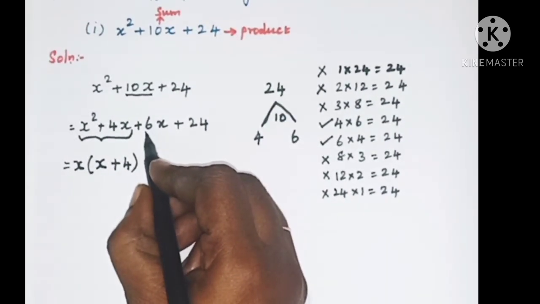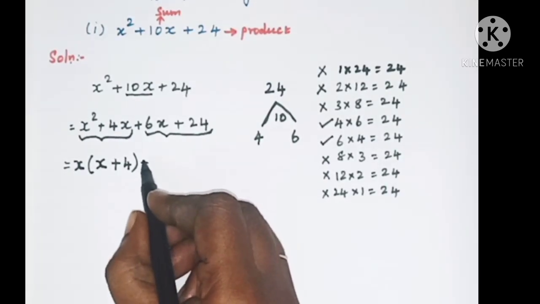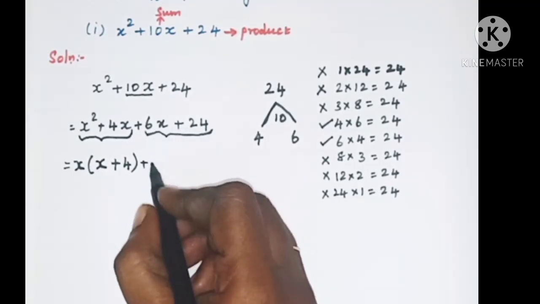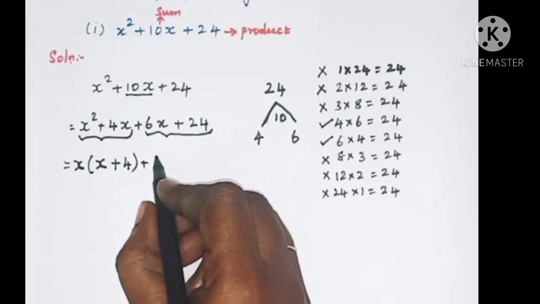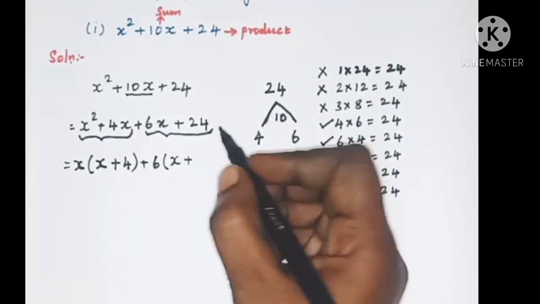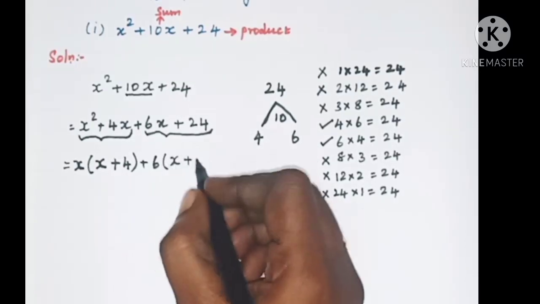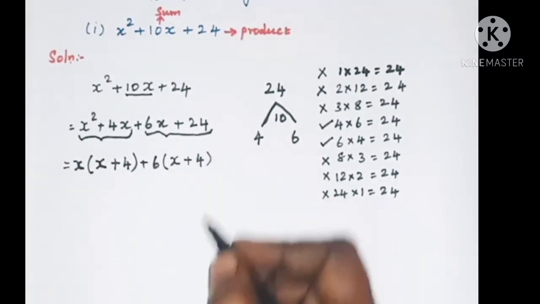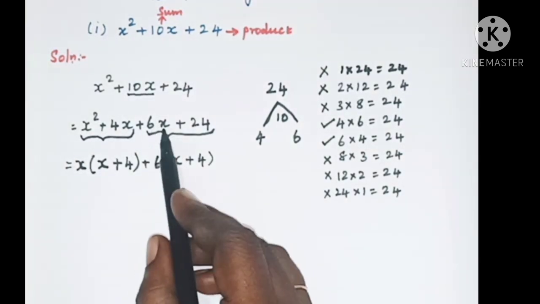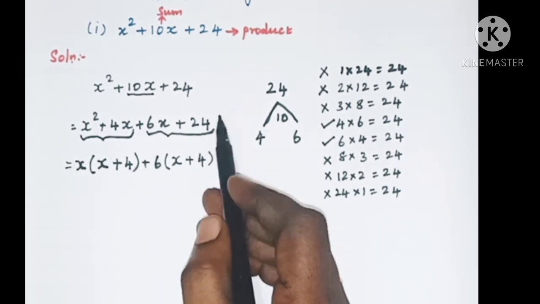Now find the common term from the other two terms. So which is the common term? 6 can be taken outside from these two. So the remaining is x, plus 24 can be written as 6 fours are 24. We took 6 outside, so we should write 4 here. 6 into x is 6x, plus 6 into 4, 24.